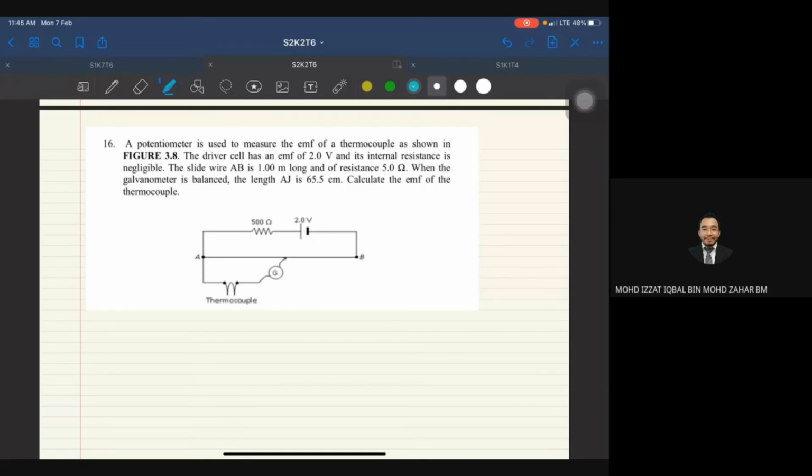Dia kata potentiometer is used to measure the EMF of a thermocouple shown in 3.8. Driver cell has EMF of 2 volt and its internal resistance is negligible. Slide wire is 1 meter long. Resistance is 5 ohm. When the galvanometer is balanced, so macam saya cakap, dia memang kat balance ya. The length of AJ is 65.5. Okay. So I assume that 65.5 ni adalah dia punya apa tu? AJ tu adalah jockey yang J tu. So here got J tu. Calculate the EMF of the thermocouple.